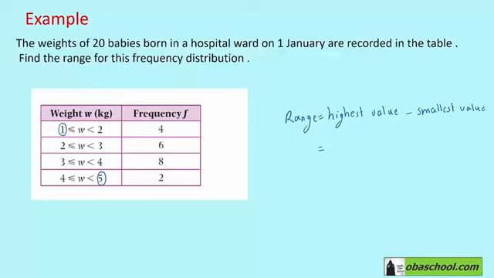So, to calculate the range, all you need to do is to subtract 1 from 5. So, 5 minus 1 is equal to 4. So 4 kilograms is the range for this exercise.